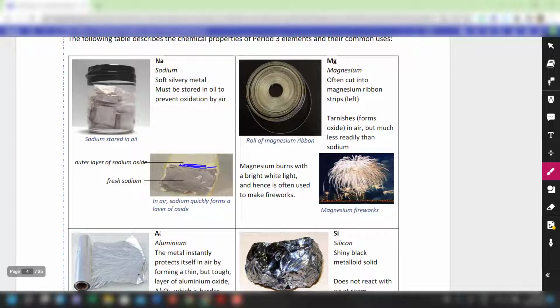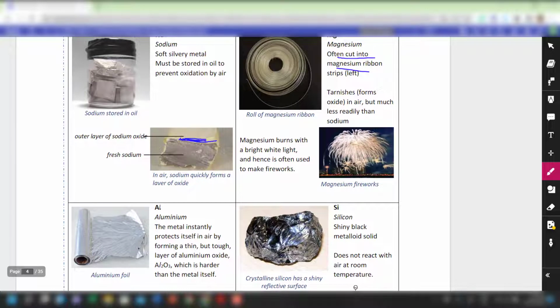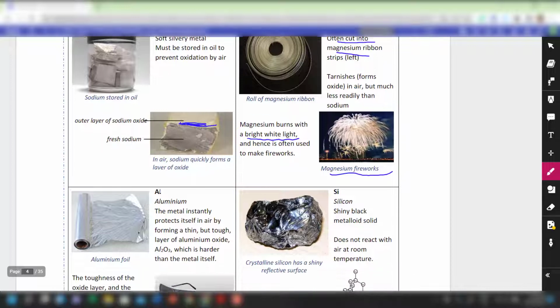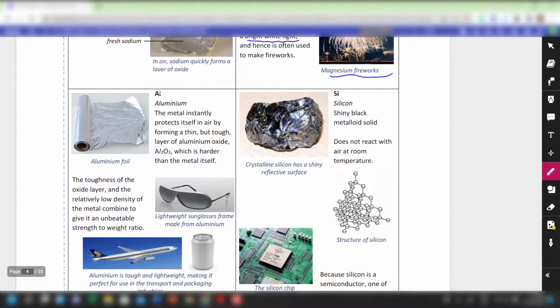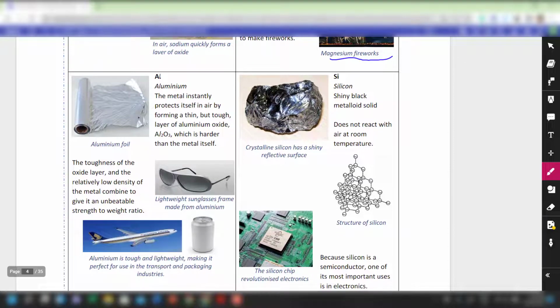Okay, magnesium, very hard, so often cut in ribbon strips. And then they are usually used in fireworks. So in the fireworks, those bright white lights which you observe, they are largely due to the presence of magnesium too. Aluminium sheets is something which you are familiar with from everyday life, but usually the one you encounter in everyday life is largely just aluminium foil, but there are many other uses of aluminium.